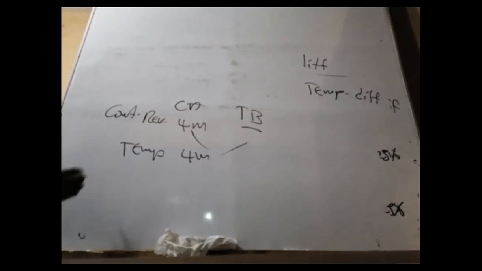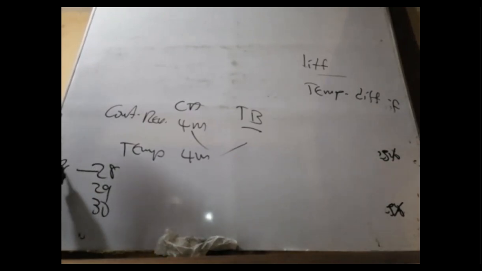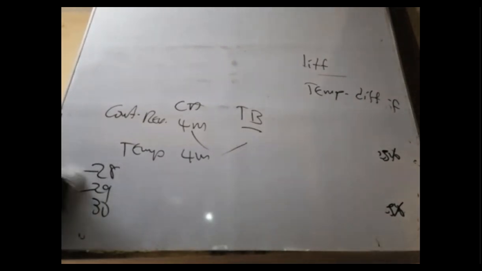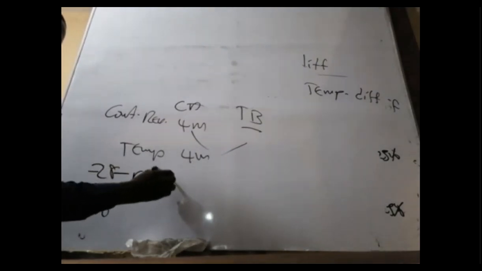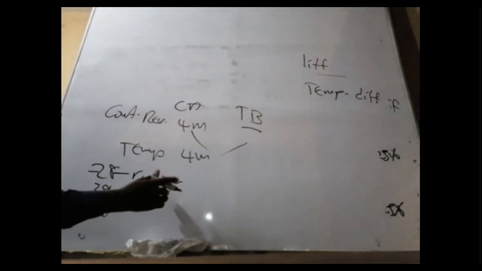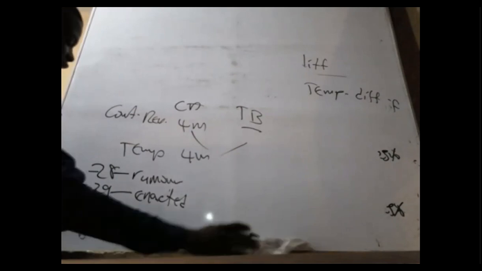Great. Now the tax rates are three here. We do have 28, 29, and 30. Let's write their names. This is the rumor. This is enacted. Let's write them here. This is the rumor. This is enacted. This is the current tax rate.